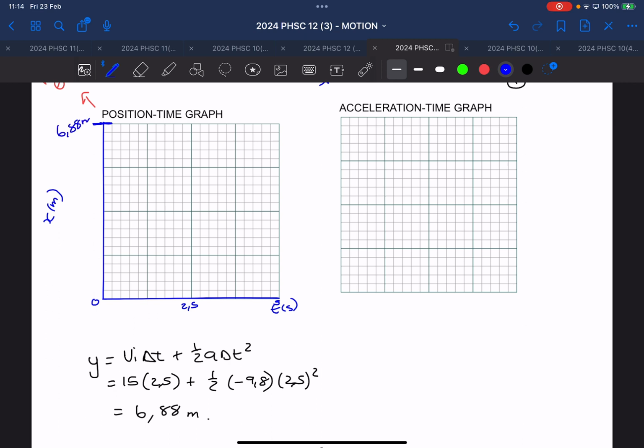Right, and it's going to be loopy-loop. Why is it not going to be a straight line? Because the gradient for a position time graph is the velocity. Was the velocity the same the whole time? No, it slows down, down, down. It's stationary, it speeds up, up, up. Okay, so it can't be constant.